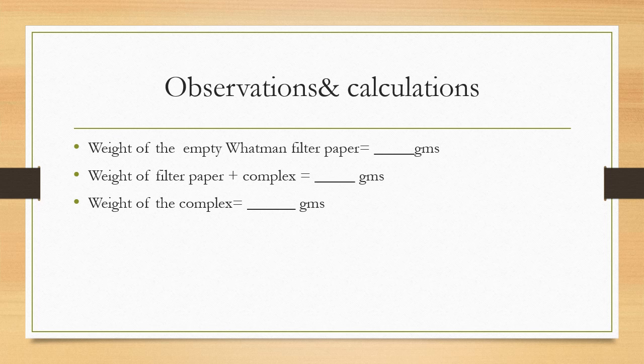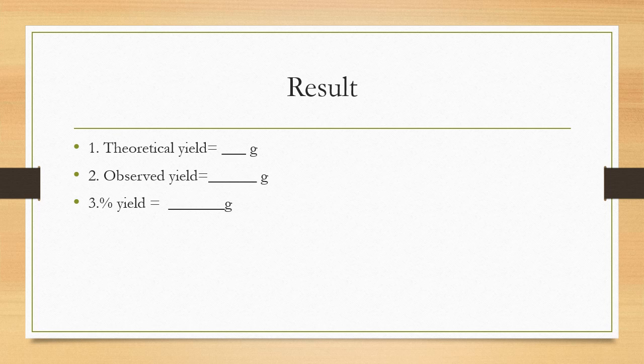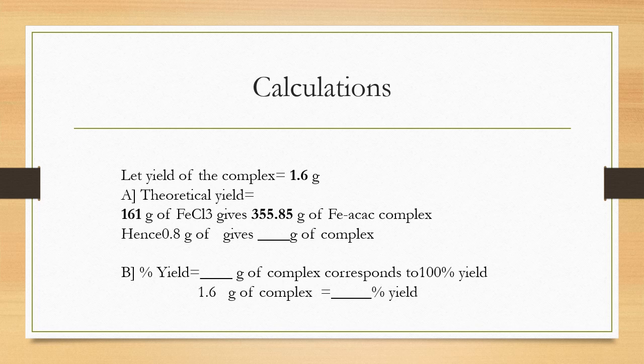Observations and calculations. Here we will have to note the weight of the empty Whatman filter paper, then the Whatman filter paper weight plus complex. From that one can easily find out the weight of the complex, and then finally the result is to be written, that is the percentage yield of the complex, by following this mechanism of calculation.